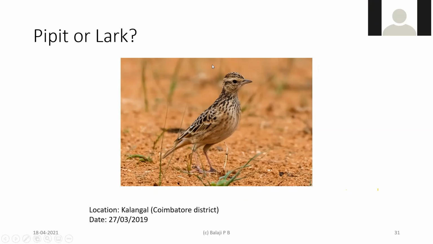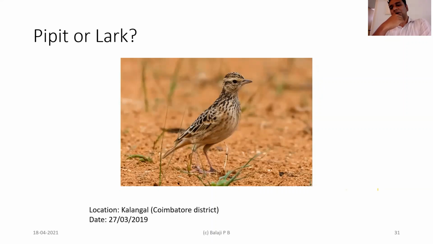Okay, and why do you say it's a lark? The bill is thick, and there also is a slight sign of a visible crest on top. You're both right. It's an Oriental Skylark, and the Oriental Skylark doesn't always show a very prominent crest. Sometimes the crest is flat on the ground, like what you see here.